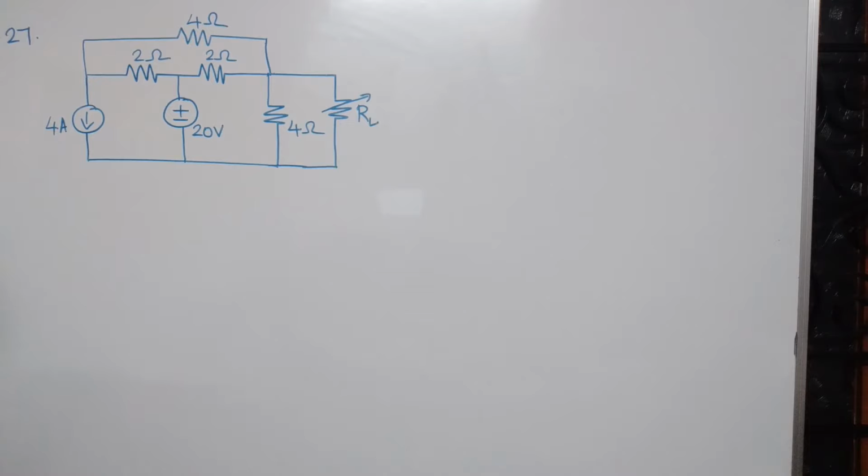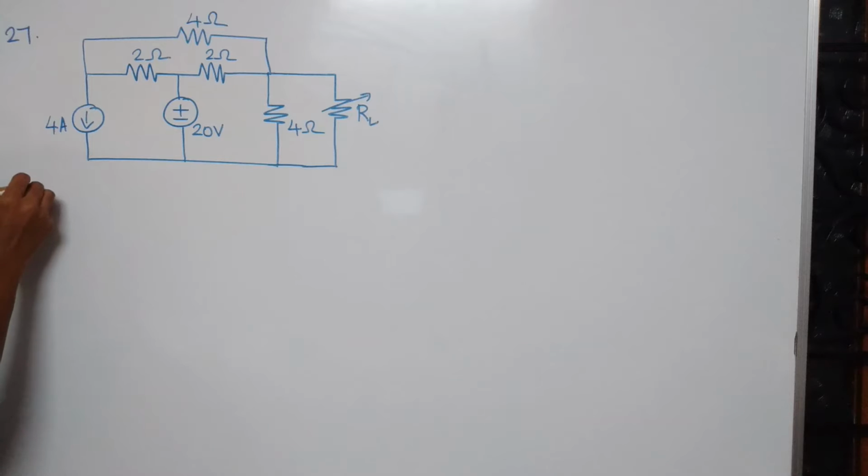So the question is, determine the maximum power transferred to RL. Here the circuit contains only resistors, so P max is VTH squared by 4 RTH. So we need to find both the Thevenin voltage as well as the Thevenin resistance. First we find the Thevenin voltage VTH.